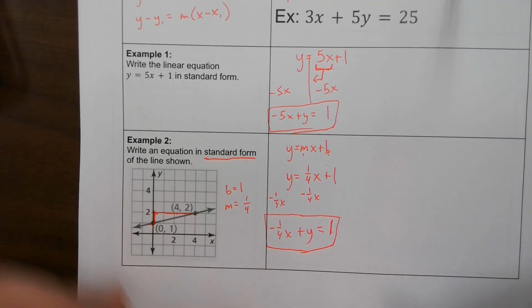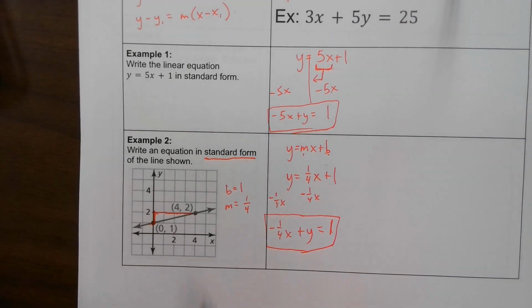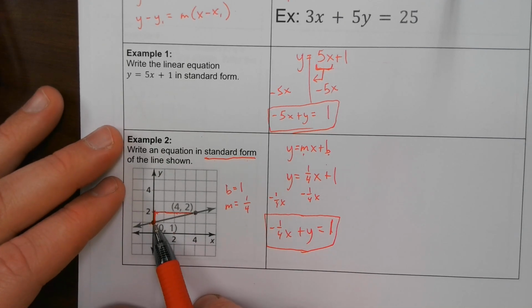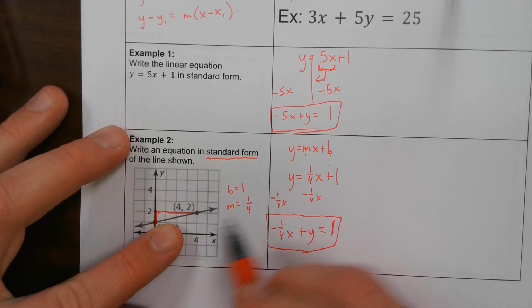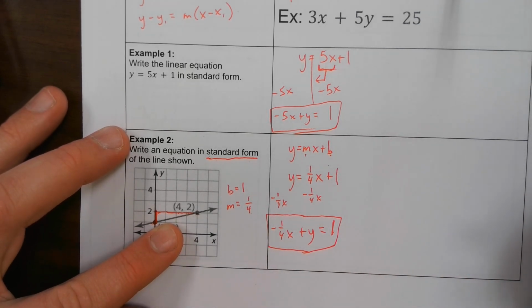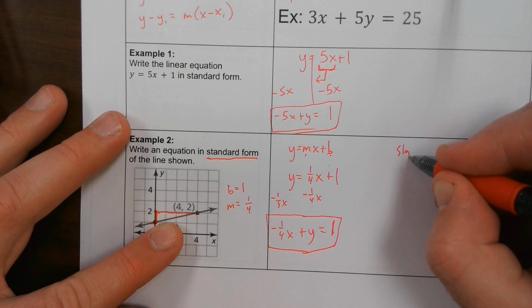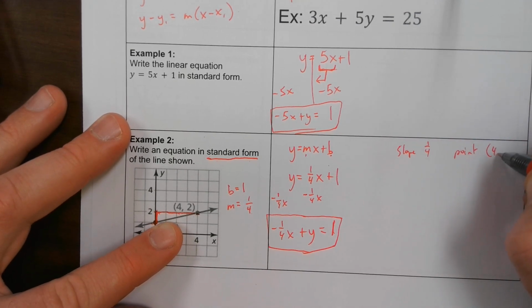Now, that's all we have to do. That's all we would do on this problem. But I'm going to show you the other way, the longer way, just because sometimes you do have to use that method if it doesn't give you the intercept, if we just have one point like this one. So let's assume that we knew the slope of 1/4 and they gave us this point, (4, 2), and that's all they told us. So they told us the slope is 1/4 and the point is (4, 2).